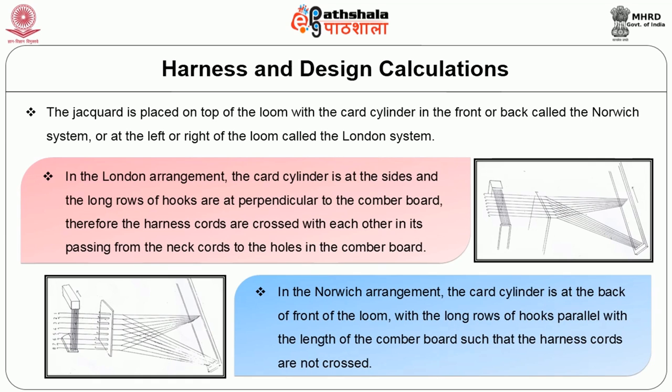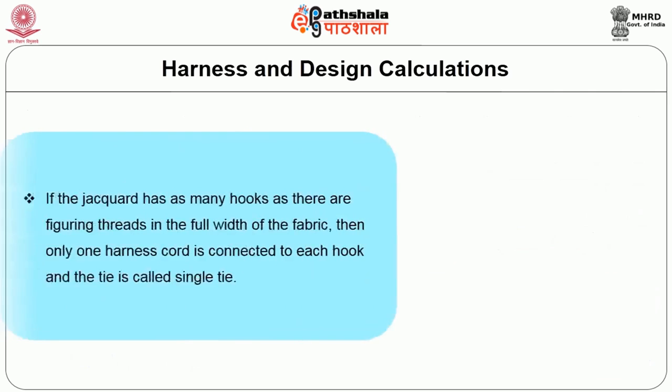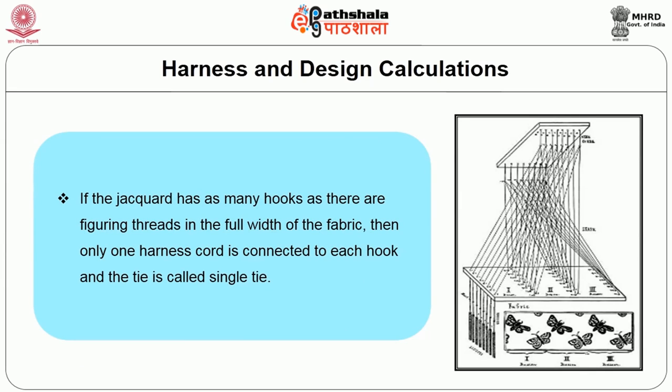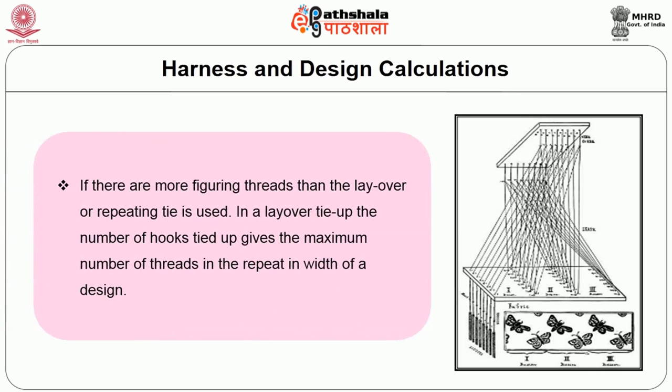In tying the harness, the first hook taken when facing the cylinder is on the right, and the other hooks follow in consecutive order from 2 to 8, as indicated in figure 3.1. If the Jacquard has as many hooks as there are fingering threads in the full width of the fabric, then only one harness cord is connected to each hook and the tie is called a single tie. However, if there are more fingering threads, then the layover or repeating tie is used.